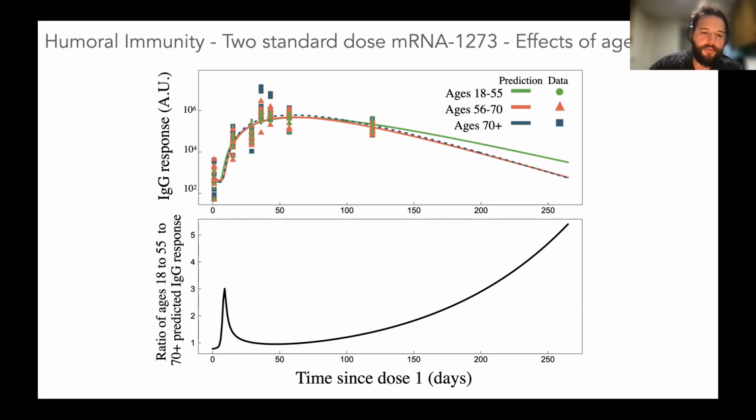In the bottom panel of this slide, we plot the ratio of the young cohort to the oldest cohort. We can see that there's an initial faster uptake in IgG from the younger cohort, a spike such that by day 10 there's a 3-fold advantage. However, that advantage diminishes to a ratio of around 1 by day 50, after which an exponential advantage emerges for the younger cohort, such that by day 265 there's approximately a 5-fold IgG advantage compared to the older cohort. Just for your information, for each of these age cohorts, there are on the order of 10 people tracked through time, to give you an idea of the statistics for this prediction.